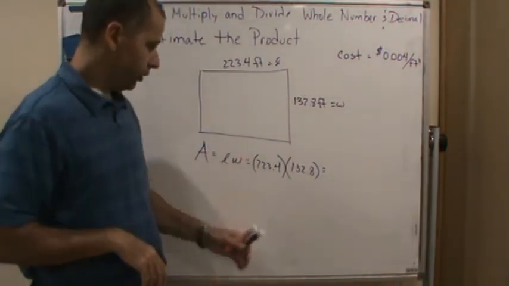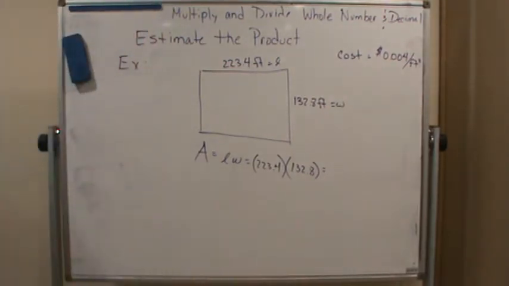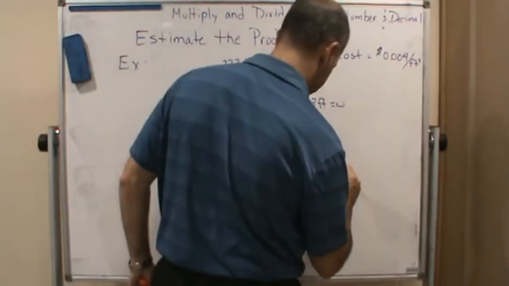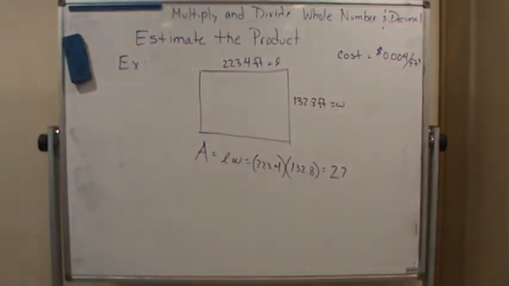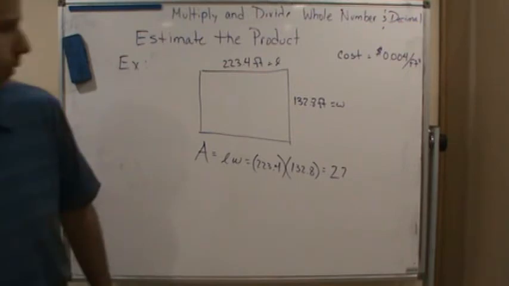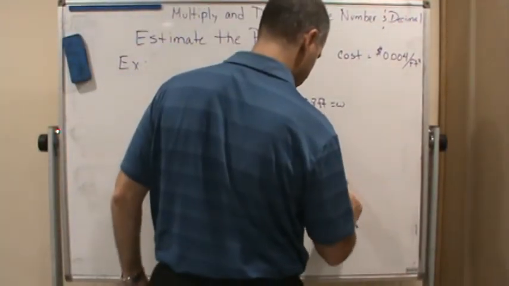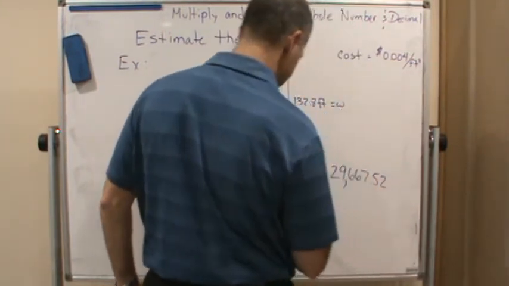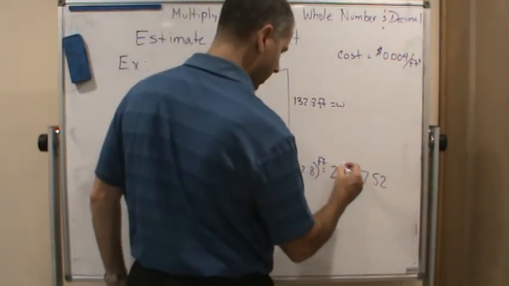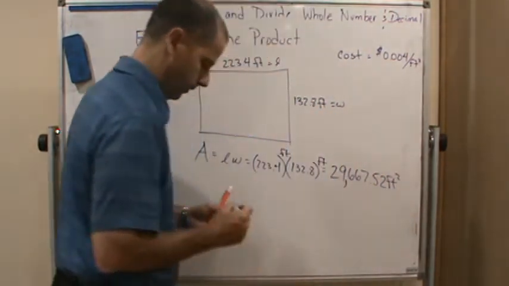So now, you can put this in your calculator, right? So if you put this in your calculator and multiply, you're going to get the area. Right? So make sure you know how to use your calculator. So if you use your calculator, you get 29,667.52. And since it's feet times feet, we get square feet, or feet squared.